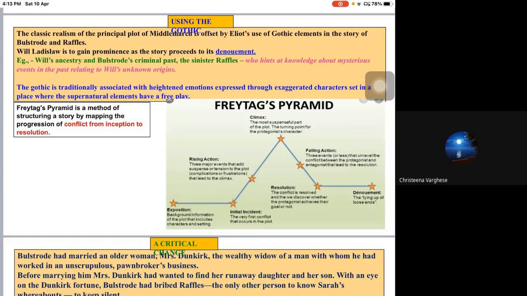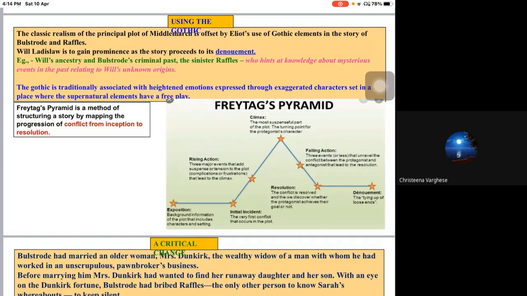So this is a typical Freytag's pyramid of how a story progresses, starting from giving us information about the characters, then taking us towards points of conflict, which takes us to the top of the pyramid, the climax. And once we reach the climax, there is this conflict between the protagonist and the antagonist, which leads to the falling action, leading to resolution. That is solving the problems between the protagonist and the antagonist. And the final thing is the denouement, where all the loose threads are tied up. So this is Freytag's pyramid.